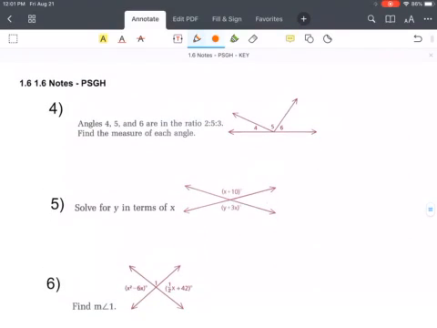Go ahead and try to pause the video and see if you can solve numbers 4, 5, and 6 on your own.